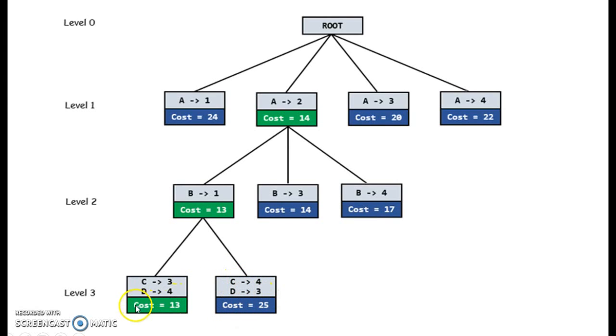So we select the minimum cost value node, that is 13. The assignment problem is now solved. Person A is assigned job number 2, person B is assigned job number 1, person C is assigned job number 3, and person D is assigned job number 4, and the total cost is 13, which is the answer of the assignment problem.